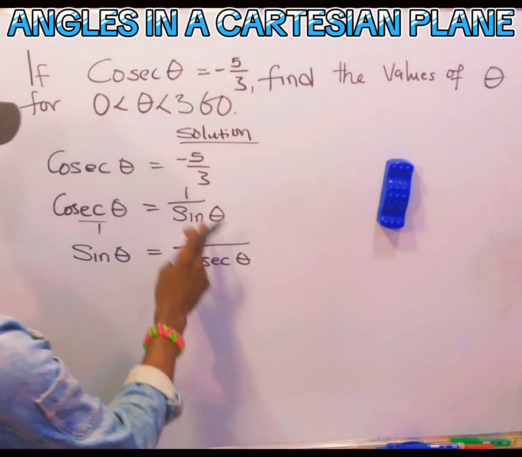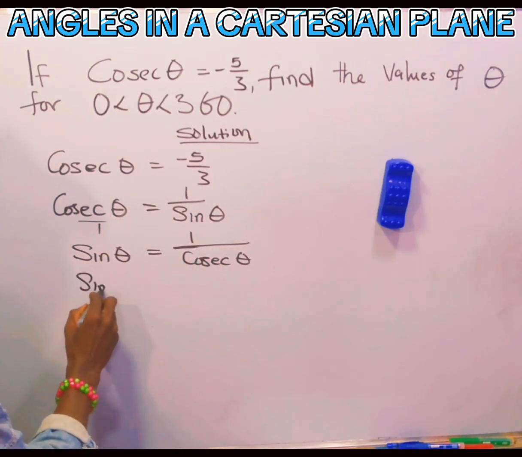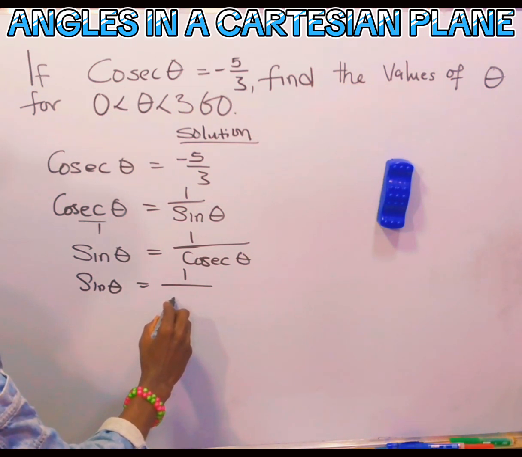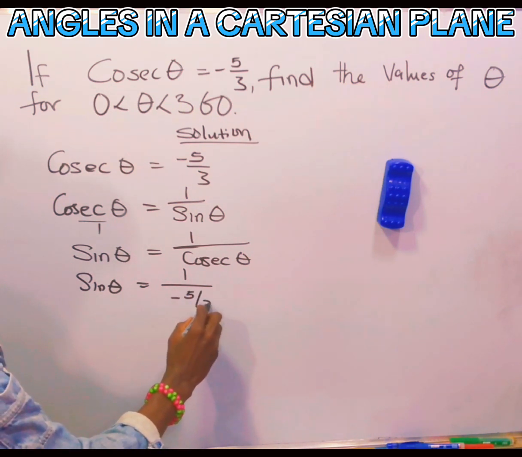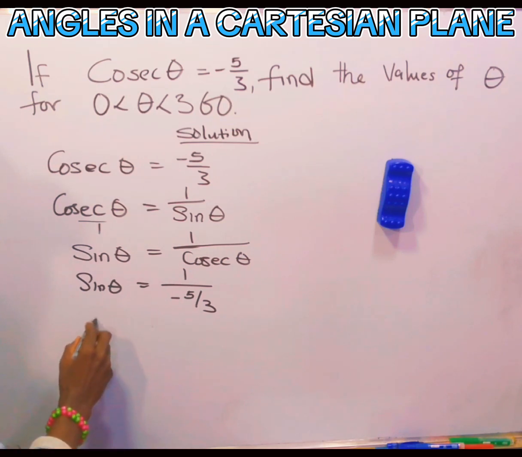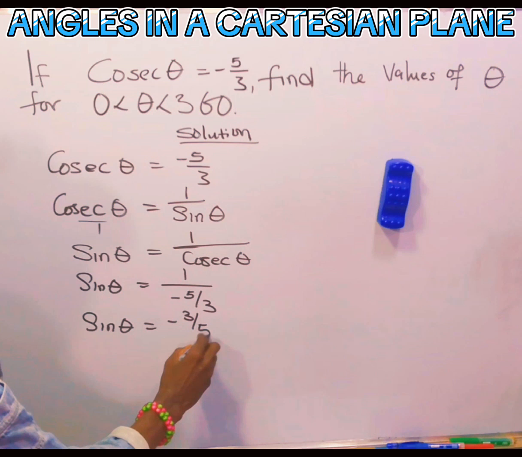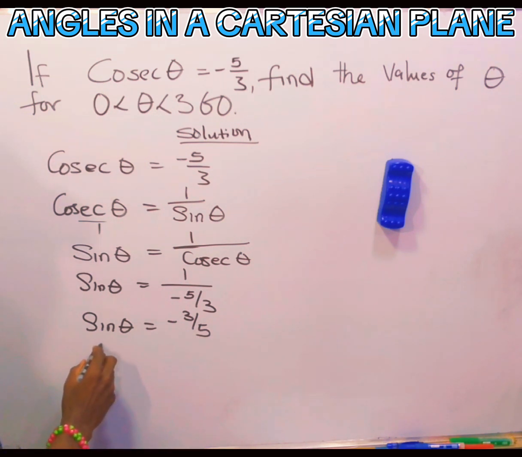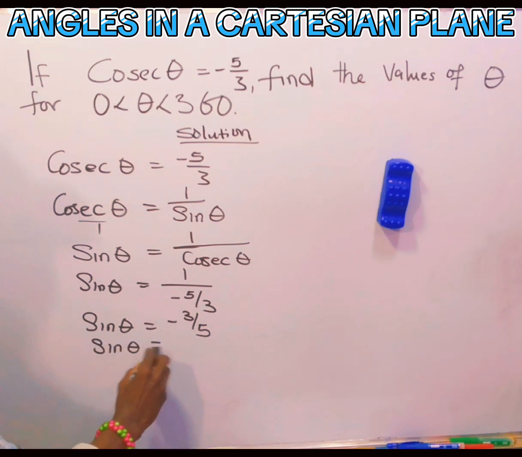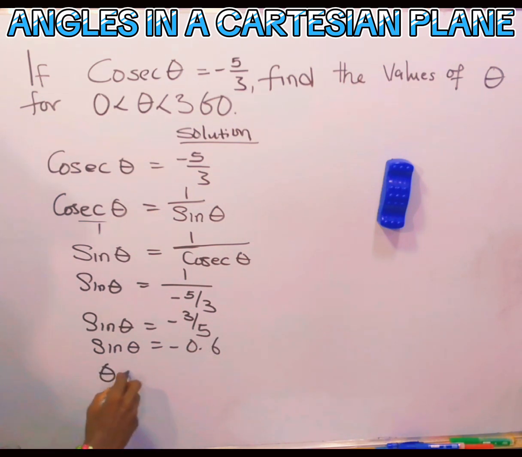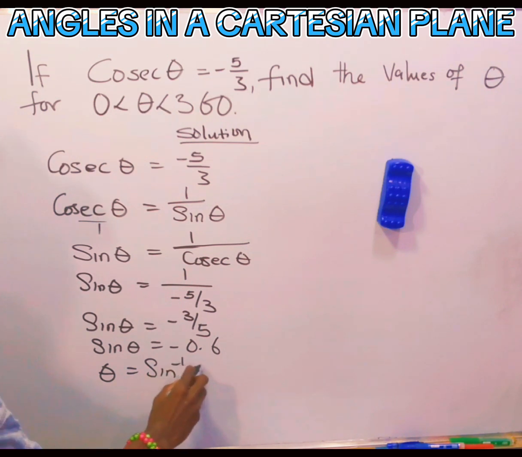And we are told that cosec theta is negative 5 over 3. Therefore, sine theta will now be 1 over negative 5 over 3. That makes sine theta equal to negative 3 over 5. Therefore, sine theta will now be equal to negative 0.6. Now, the value of theta will now be sine inverse 0.6.